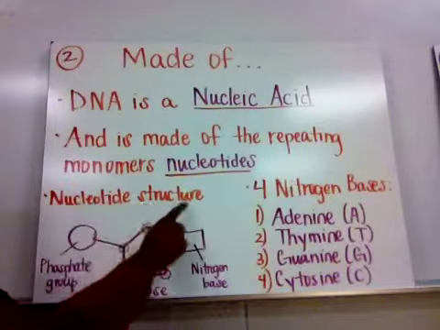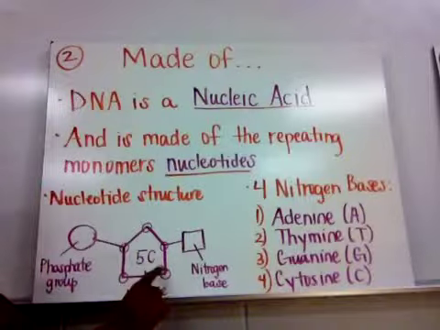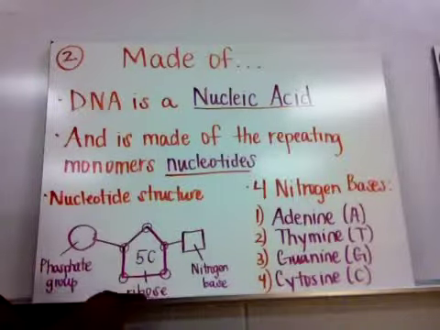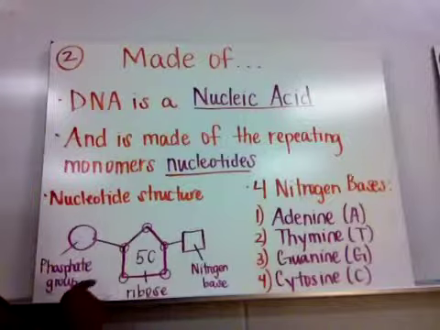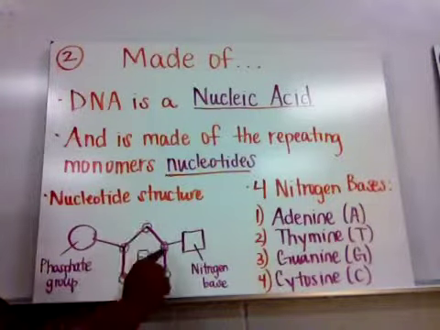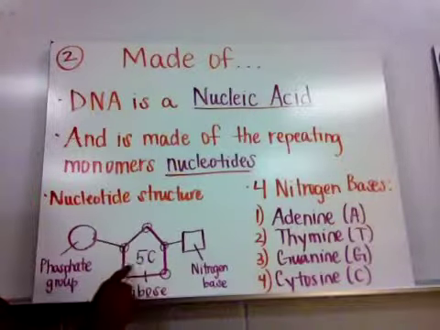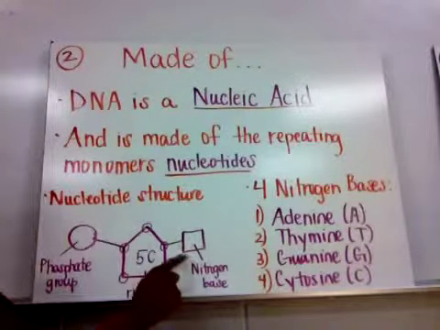So the nucleotide structure has a phosphate group, which is this circle, a 5-carbon sugar, which is ribose, and remember, if it ends in "ose," it's the sugar. And if you look up, this is a pentagon shape. It has 1, 2, 3, 4, 5 points. At each one of these points, you have a carbon. That's why it's called a 5-carbon sugar. And then you have your nitrogen base.